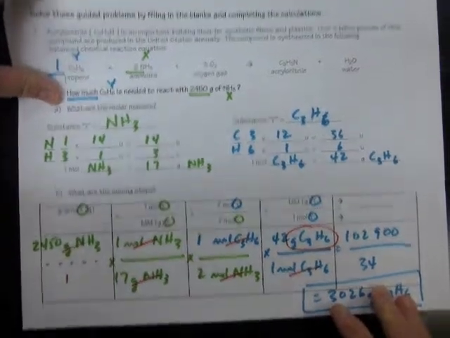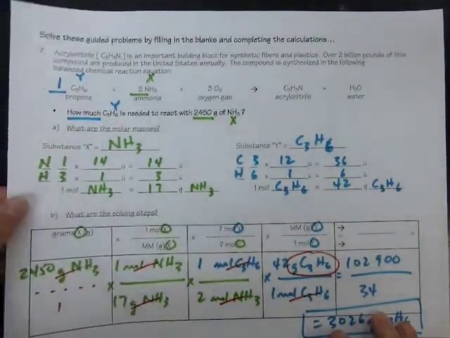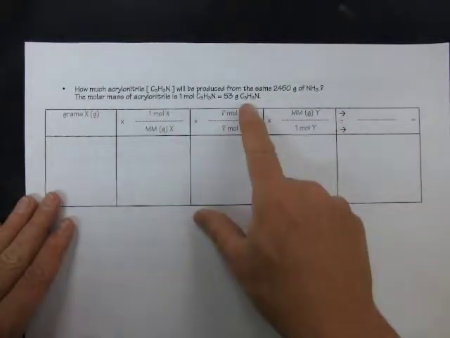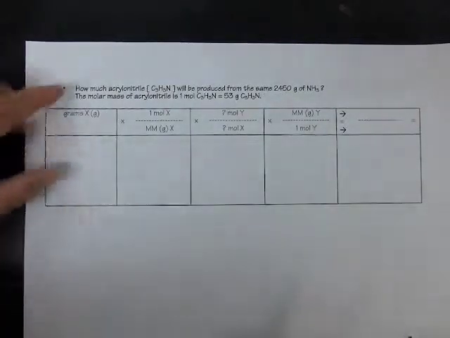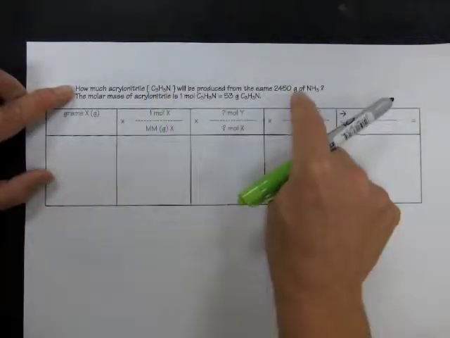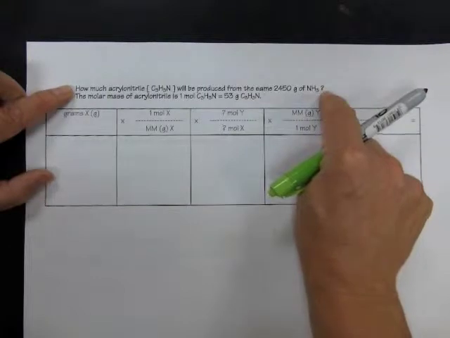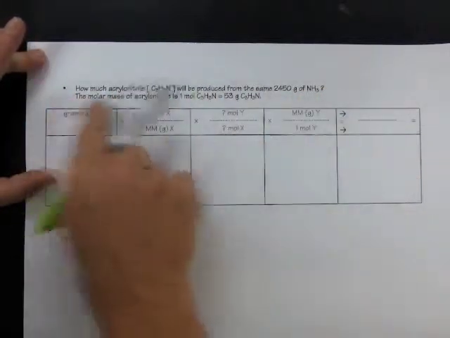Alright, so there's another problem that's attached to this one. It says how much acrylonitrile could be produced from that same ammonia that we started with. And it gives you the molar mass of the acrylonitrile. Let's read the problem carefully. So I'm looking at the number. Here's the question mark, so I know where I am. I'm in this part. This is the question.